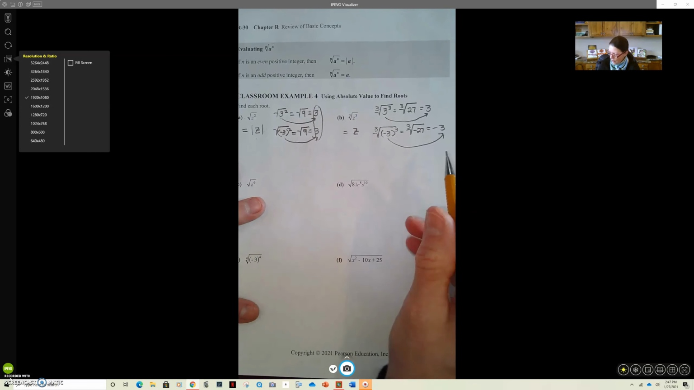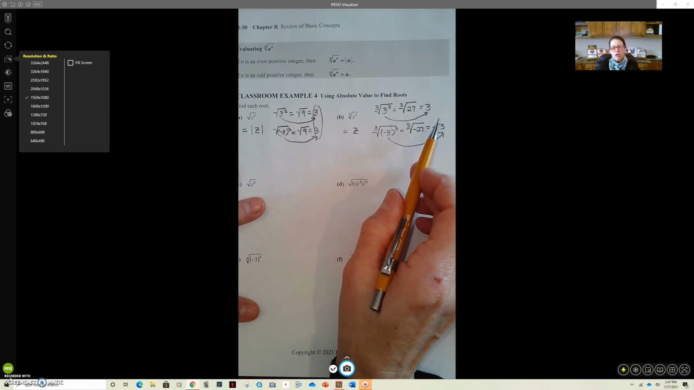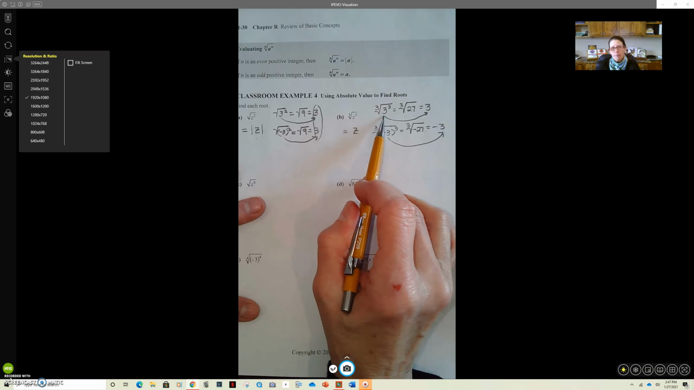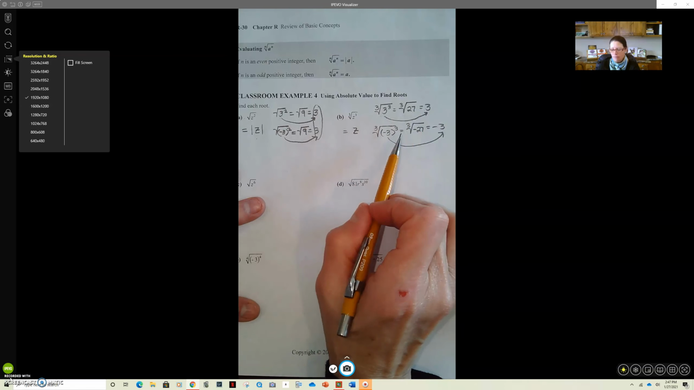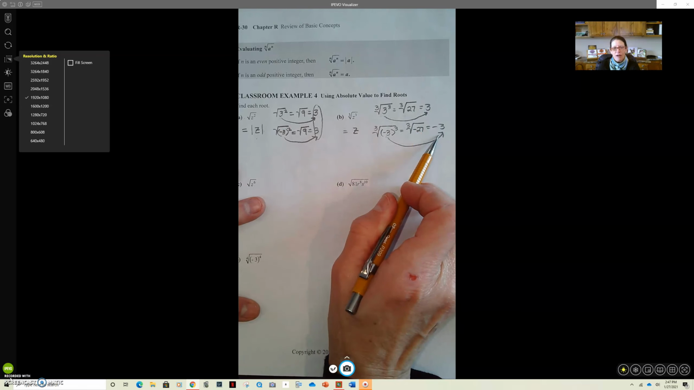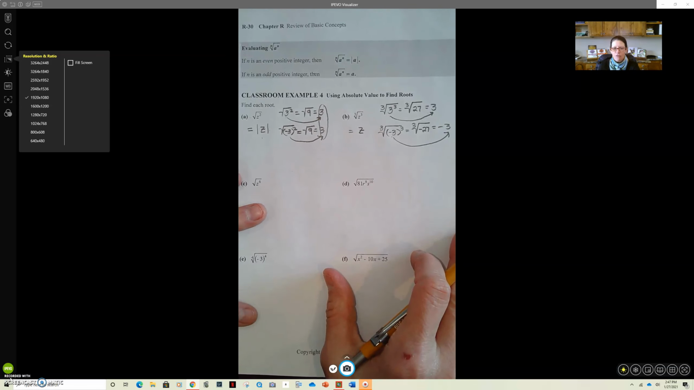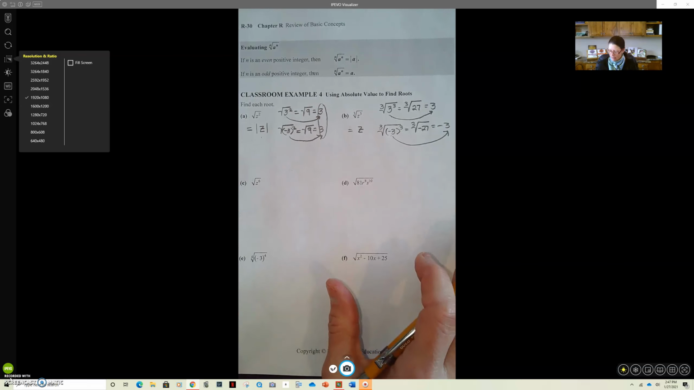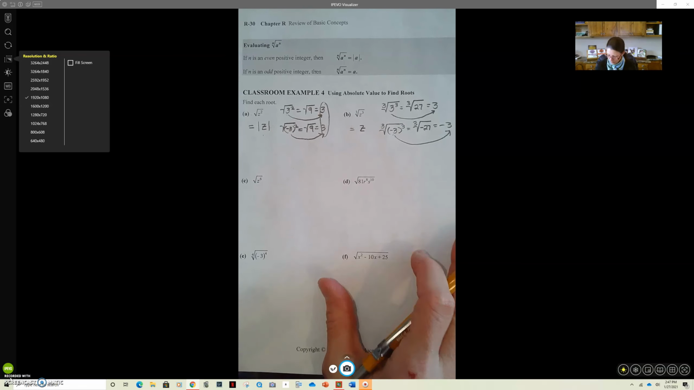Notice that our outcome isn't always a positive 3 over here, is it? No. If you put in positive 3, you get out positive 3. If you put in a negative 3, you get out negative 3, which makes it different from part A with the even index and even power.